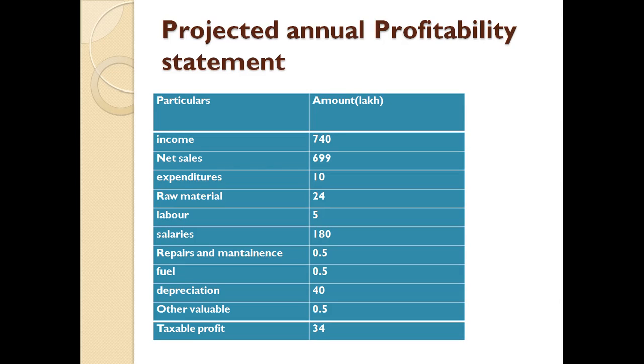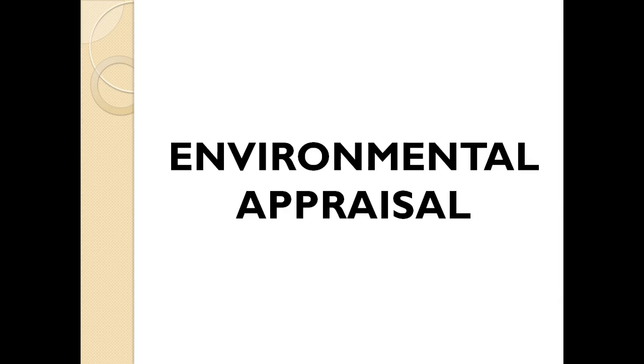Income is 740 lakhs, net sales is 699 lakhs, expenditure is 10 lakhs, raw material is 24 lakhs, labor is 5 lakh, and salaries are 180 lakhs. Repairs and maintenance are 0.5 lakhs, fuel is 0.5 lakhs, depreciation is 40 lakhs, other variables are 0.5 lakhs, and the taxable profit is 34 lakhs. Now environmental appraisal will be studied.